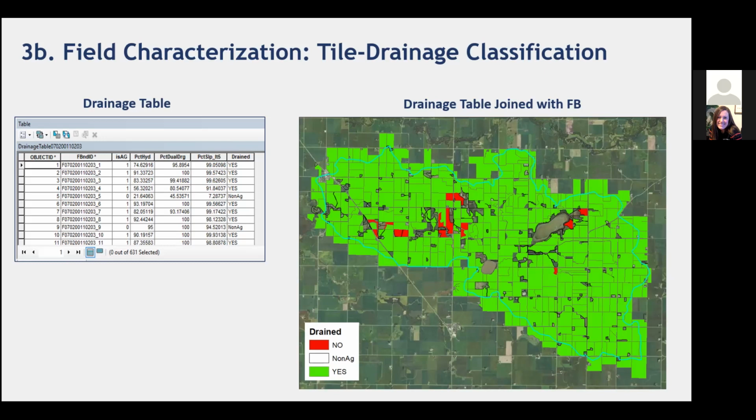So once again, this creates a table that can be joined to the field boundary data set. It shows the percent of dual drainage, percent slope, and it provides whether it is drained, whether it's not drained, or if the field itself is not an ag field. The field boundary data set has a column that says whether the field is ag or not, based off of the crop history and land use.